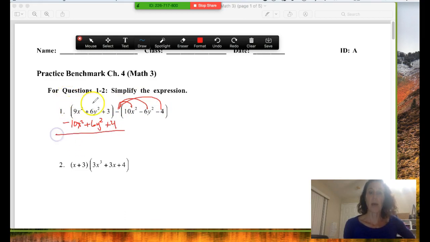Now I'm going to go ahead and add down. Even though I am subtracting, I distributed that negative sign already. So it's 9x squareds minus 10x squareds, which makes negative 1x squared. 6y squared plus 6y squared is positive 12y squared. And then 3 plus 4 is 7. And there I have it, negative x squared plus 12y squared plus 7.